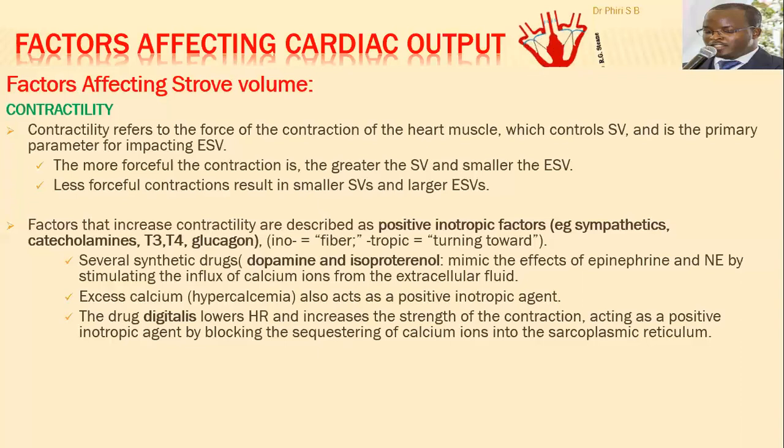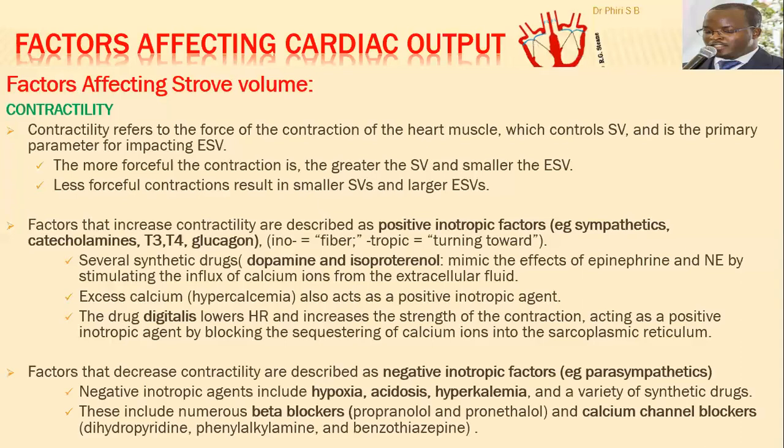That is going to increase the concentration of calcium in the sarcoplasm, which will result in an increase in the contractility of the heart. So the digitalis drug will have a positive inotropic effect on the heart. The contractility is going to increase, the stroke volume is going to increase, and the cardiac output will also increase as a result of this drug.